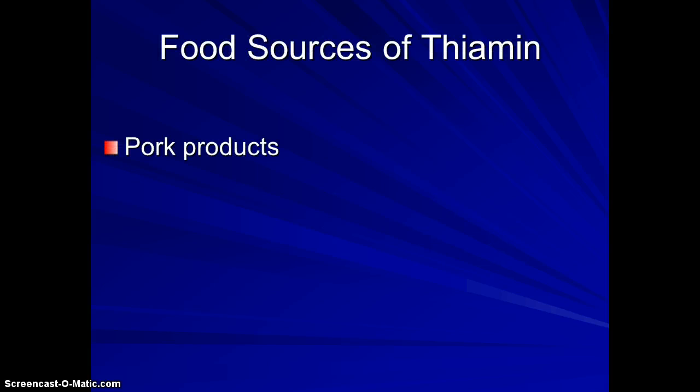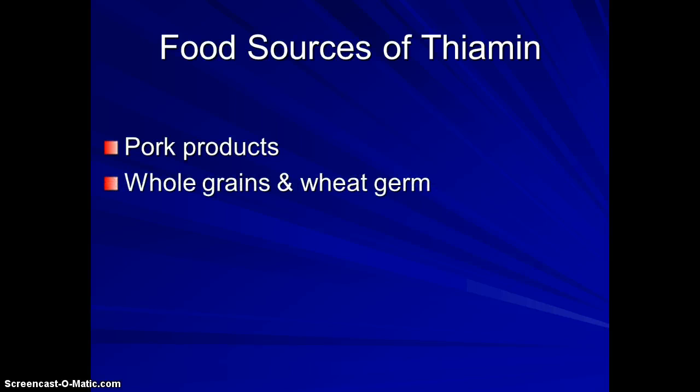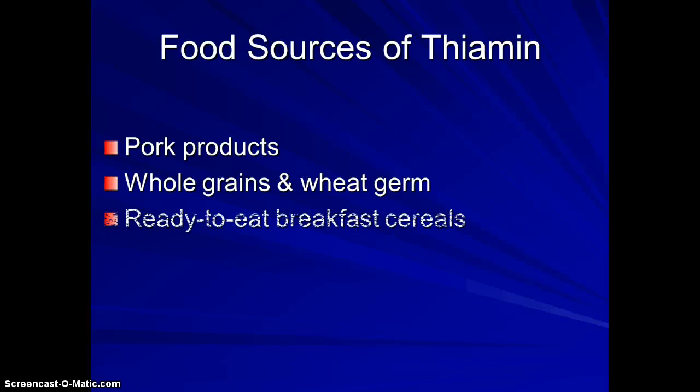Where do we get it? Well, it's interesting. Pork is probably one of the highest levels of thiamine of all of our food sources. And then again, whole grains, wheat germ, that's the part of the wheat where the reproductive process of the kernel is, and you can actually buy wheat germ.